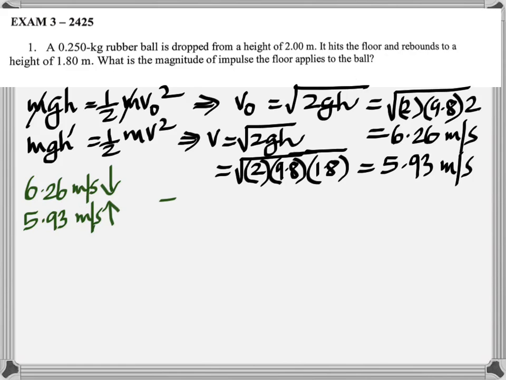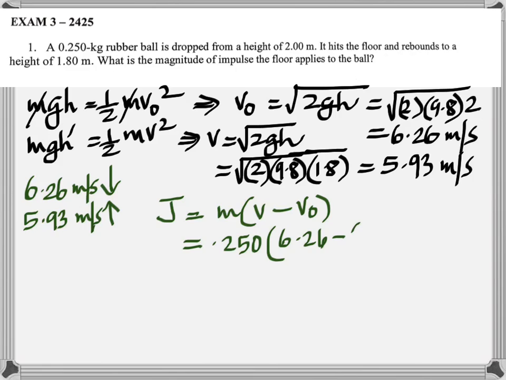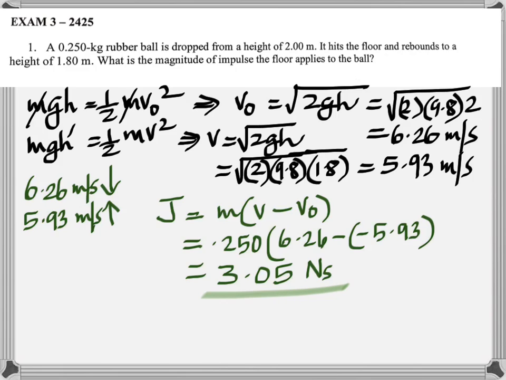Now this was surely a problem that everybody should have got. The velocity with which it comes down and the velocity with which it goes up. You have both, so find the change in momentum which gives you the impulse. Remembering that it's going back in the opposite direction again.